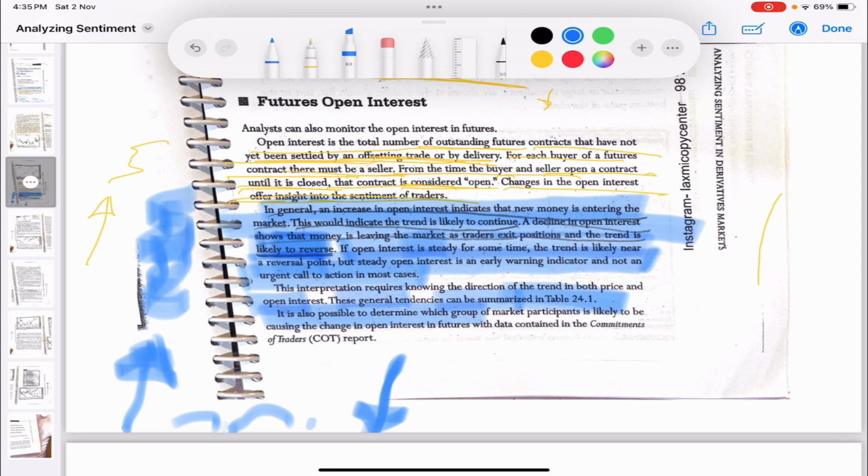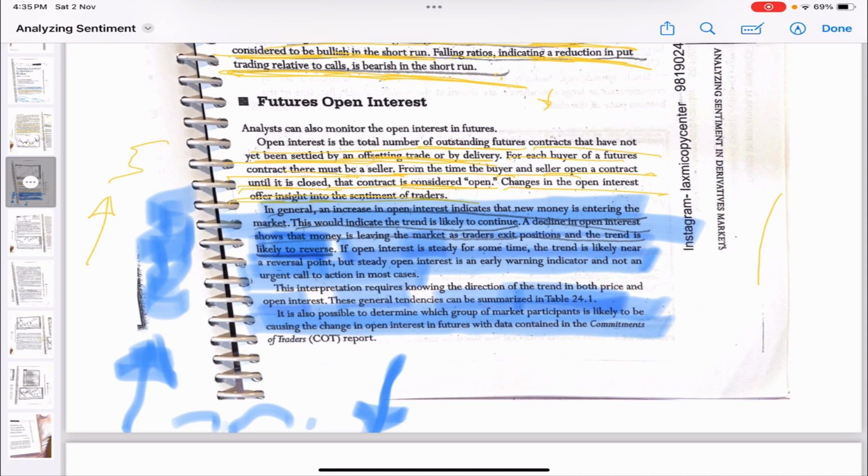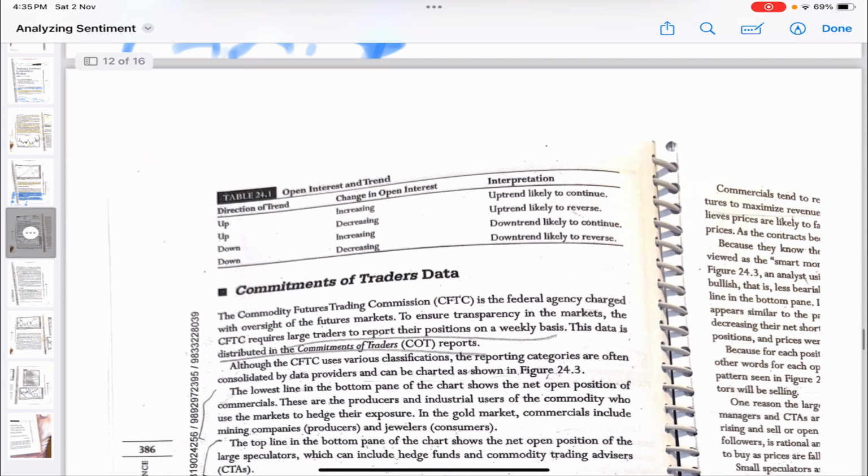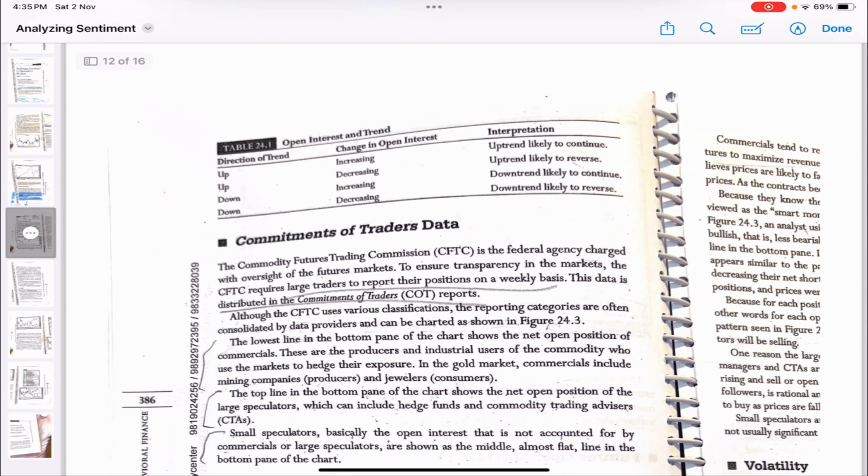It is also possible to determine which group of market participants is likely causing the change in the open interest, and that we will be studying from the COT report, or the Commitments of Traders report. Now look at this particular table.